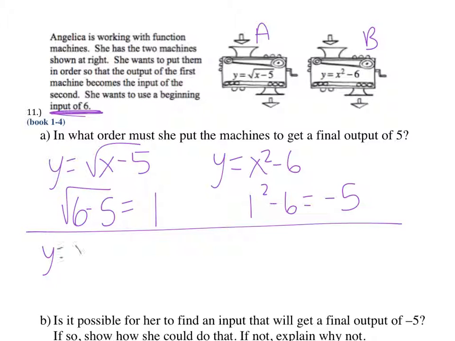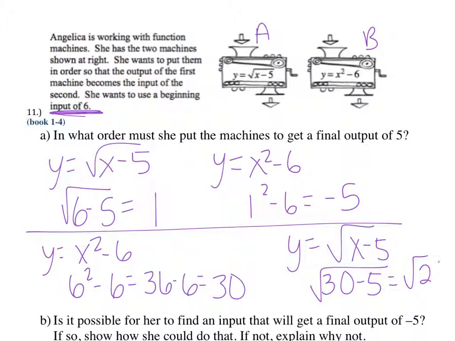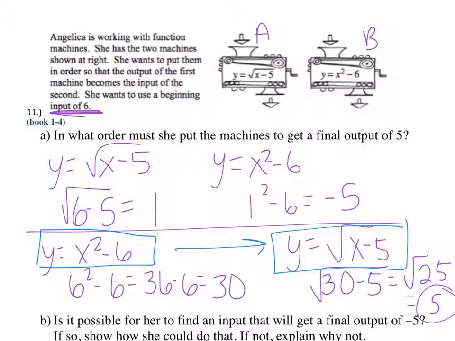So we'll do y equals x squared minus 6 first, plugging in a 6, so 6 squared minus 6 is 36 minus 6, which is 30. And then plugging into the other machine, square root of x minus 5, so that's 30 minus 5 in the square root, which is the square root of 25, which is 5. So that would work. I labeled it B, but we're going to have to do the y equals x squared minus 6 first, and then do y equals the square root of x minus 5.